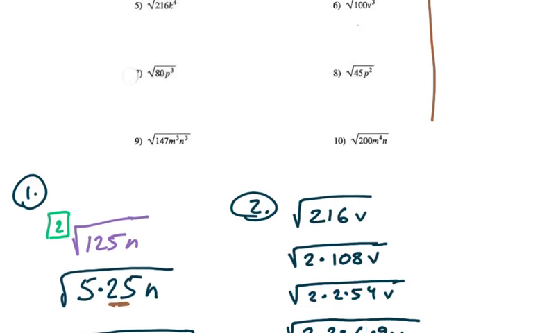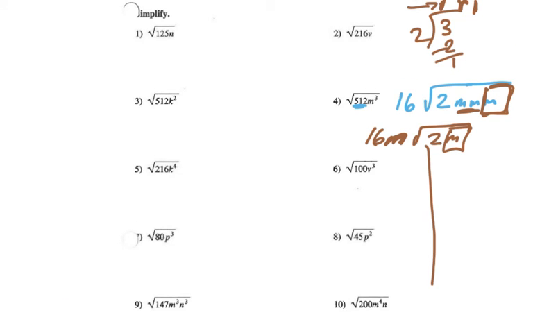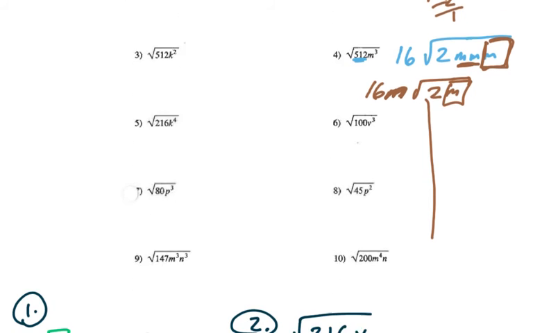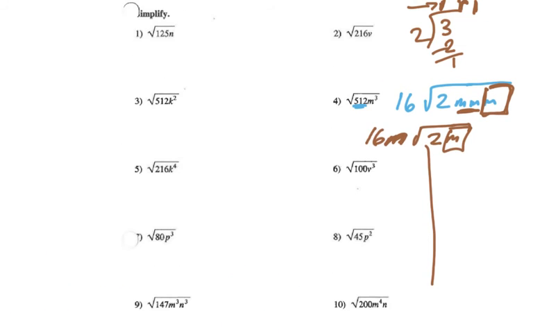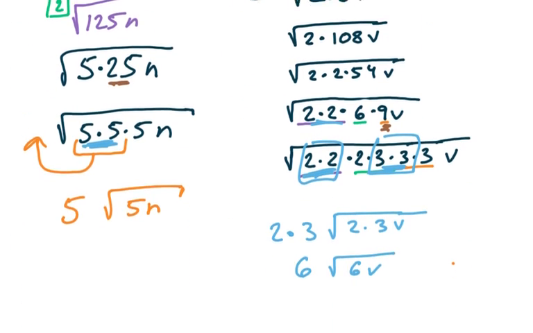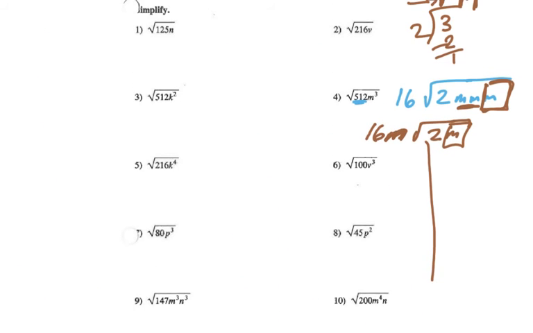Okay. Now, I am running out of space here, so let's see. Yeah, I gave myself another page. Okay, so let's do the next one. 216 k to the fourth. Now, I was going to do this on another page, but I already solved 216 for number 2. We got 216 to be 6 root 6. So this is 6 root 6. Now we have a k to the fourth.